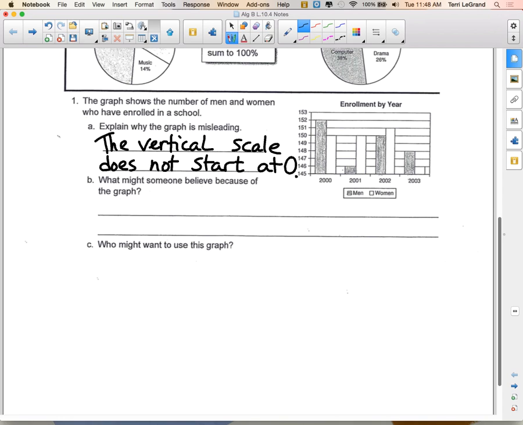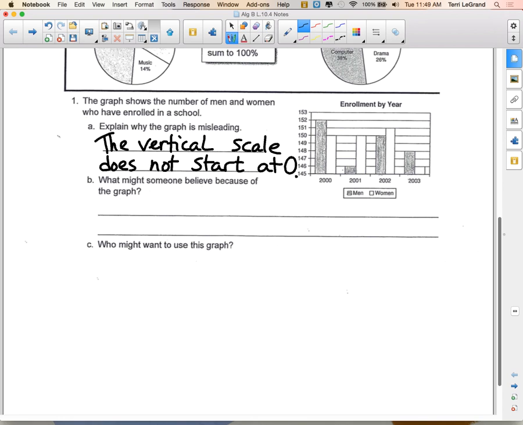Calvin, join us. We're writing right now. Is there anything wrong with the horizontal scale? What about the horizontal scale? Anything going on there? It goes up a year at a time, doesn't it? So is that legit? Yes, that's okay. So is there anything else wrong with this?